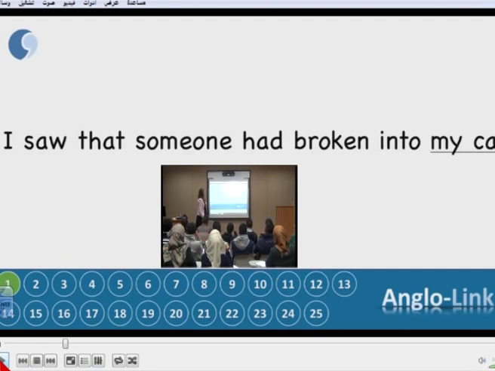We have here "I saw that," which is a clause at the beginning, and then you have "someone had broken into my car." So you're going to distribute it into two parts. First of all, "I saw that," here, a clause, so you keep it as it is. Then you look to the next sentence, which says, "someone had broken into my car."